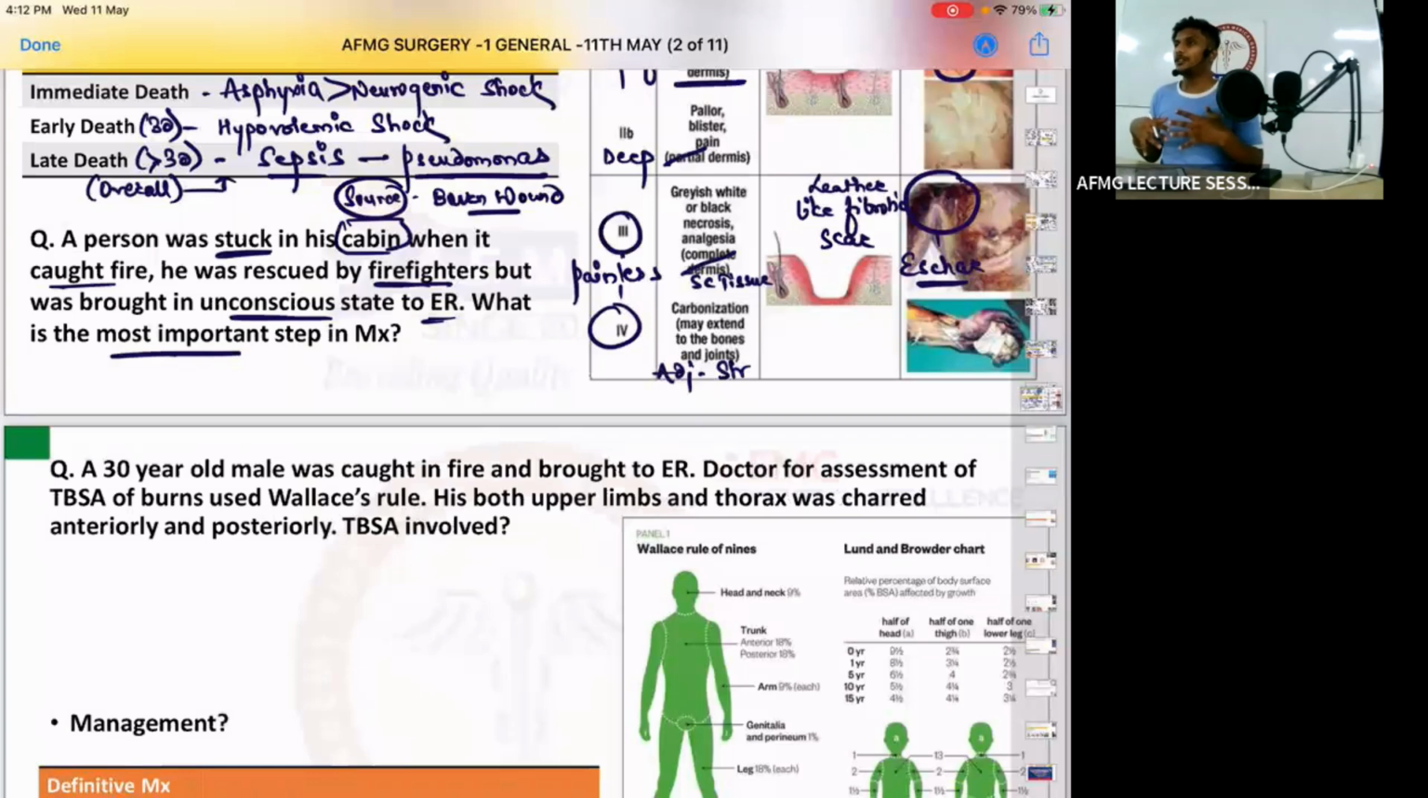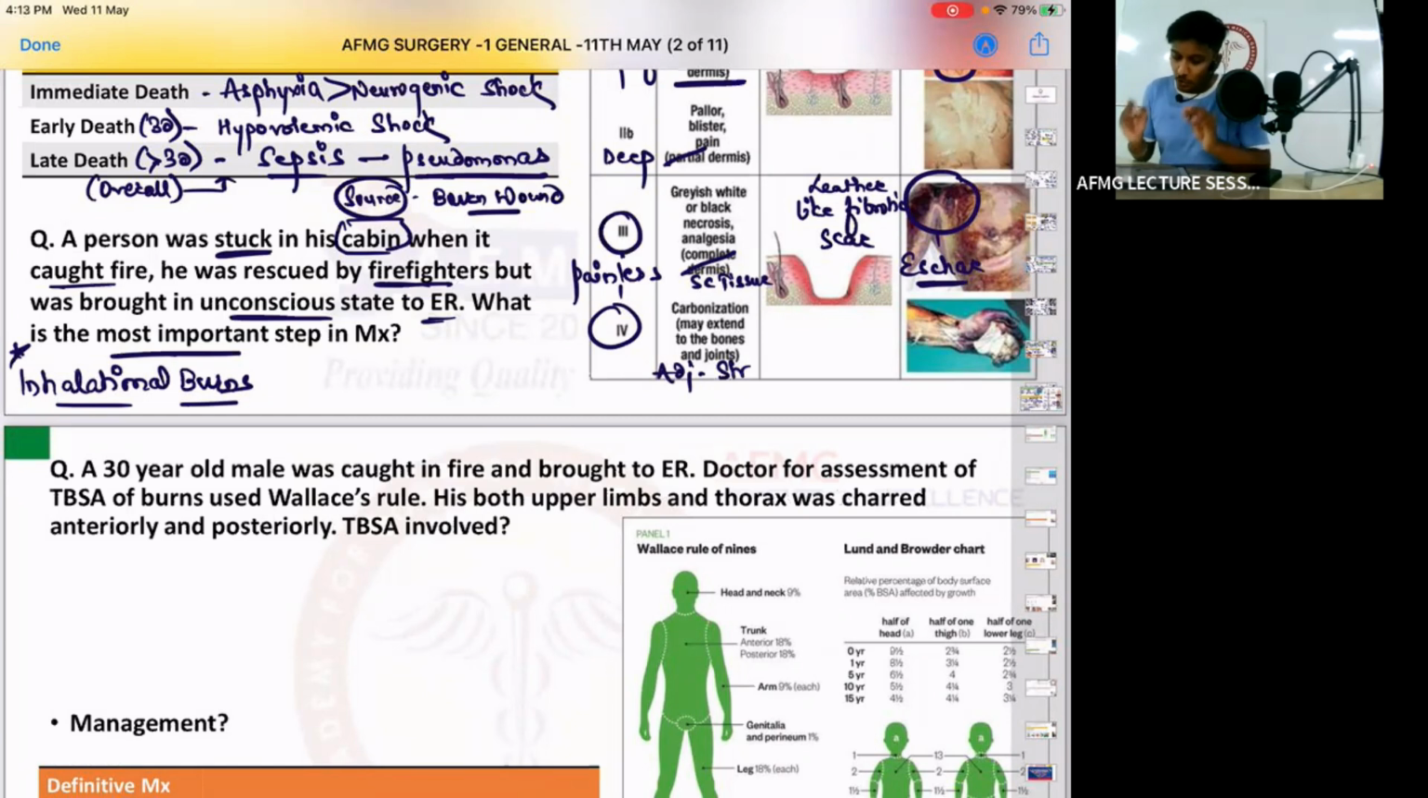Or if the patient was brought to you and the patient was having respiratory distress, or if there was singeing or burning of the nasal hair, or any burns involving the face, head or the neck, you will suspect which kind of burn? Inhalational burn. Or black soot particles in the sputum are also suggestive of inhalational burns. And the most common cause of death would be asphyxia in the patient.